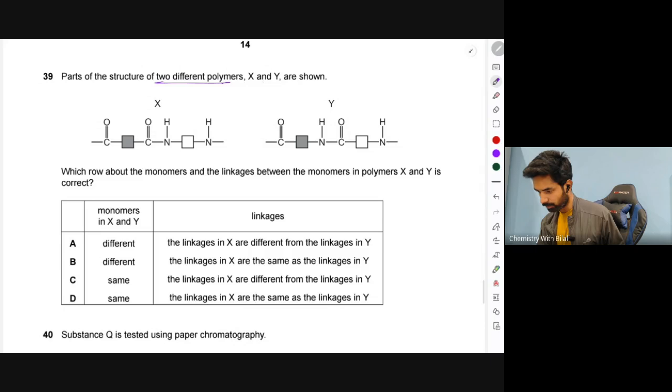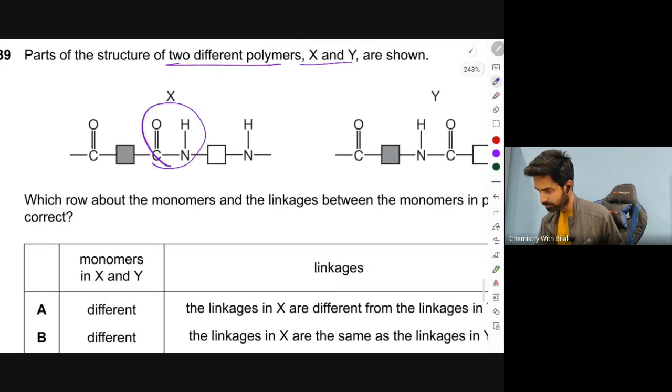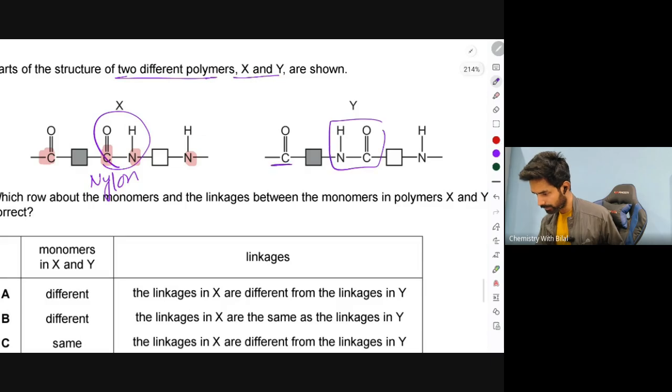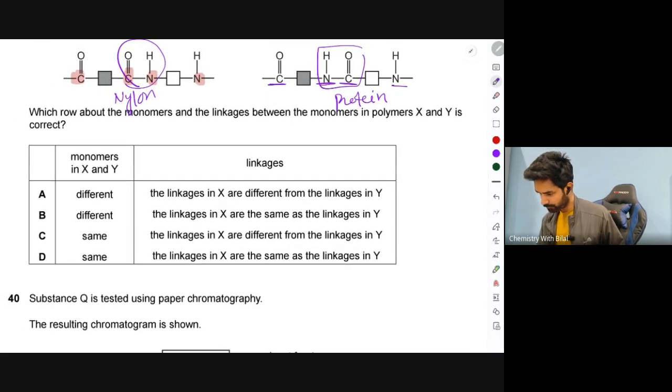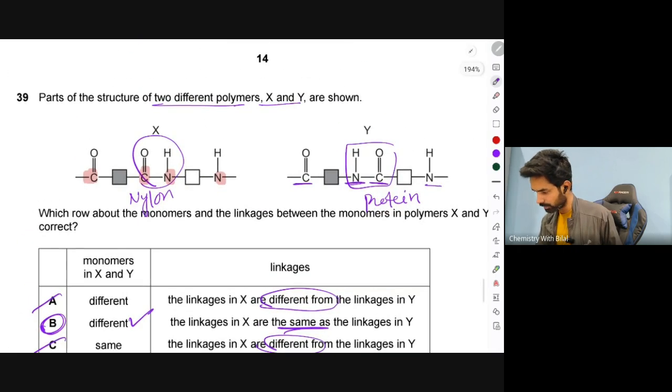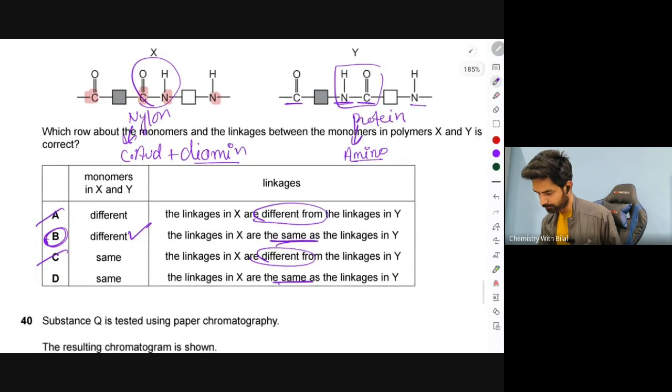Parts of the structure of 2 different polymers X and Y are shown. We know it's an amide linkage and the sequence is carbon, carbon, nitrogen, nitrogen. So this is nylon. This is what? Nylon. This also has an amide linkage, but the sequence is carbon, nitrogen, carbon, nitrogen. So this is protein. Both have the same linkage. So different, different. A and C are eliminated anyway. Same linkage. The monomers of both are different, because in one we use amino acids. Protein uses amino acids as monomers, different amino acids. Here we use dicarboxylic acid plus diamine, right? So monomers are different but linkage is the same.